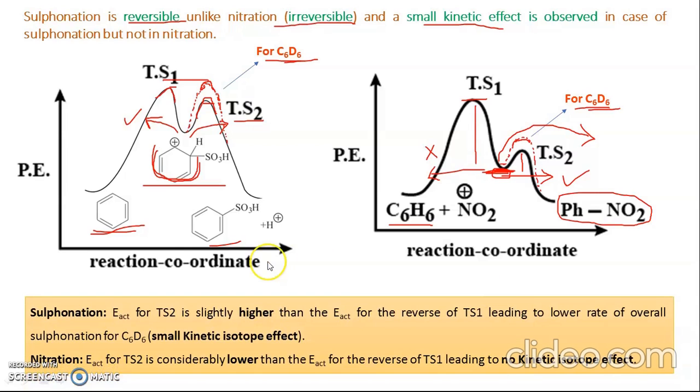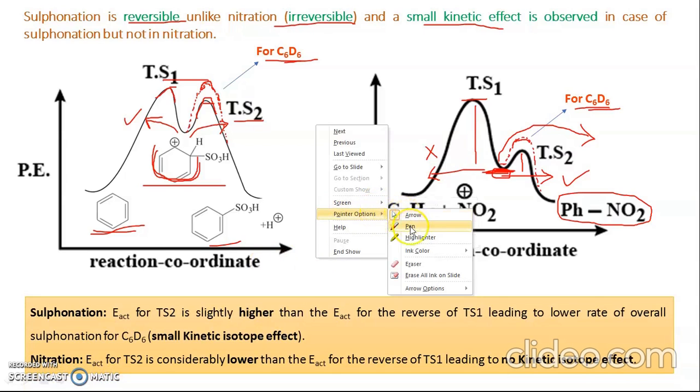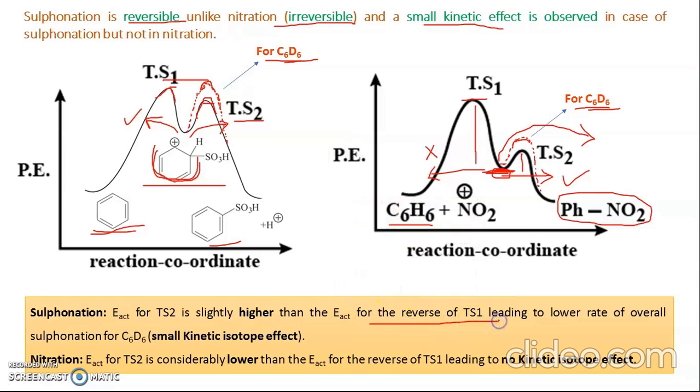But for sulfonation, the activation energy for TS2 is slightly higher than the activation energy for the reverse TS1, that is this one. So obviously it will lead to a lower rate of overall sulfonation. Now the sigma complex will prefer to go towards the left-hand side. That means you are not getting enough of the actual product that you want, that is the sulfonic acid. So that is why there will be a small kinetic isotope effect. And why is it small? Because it is just slightly higher than this one. That is why it is a small kinetic isotope effect, not very large. But in case of nitration, there is no kinetic isotope effect.